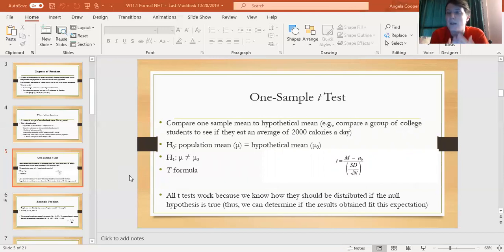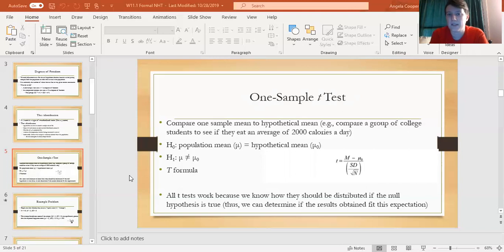If there's only one mention of sample size, like we have a sample with a sample size of 15, and we're comparing it to a population, that's only one sample. Basically, just count the sample sizes and you'll know if you are dealing with a one-sample or an independent samples t-test, at least to determine if it's a one or two.